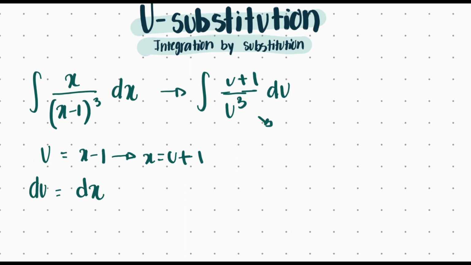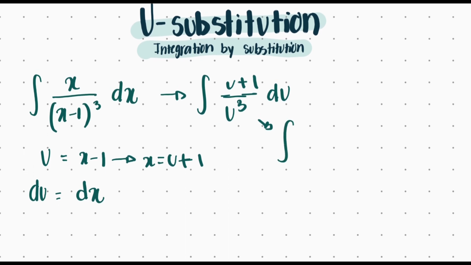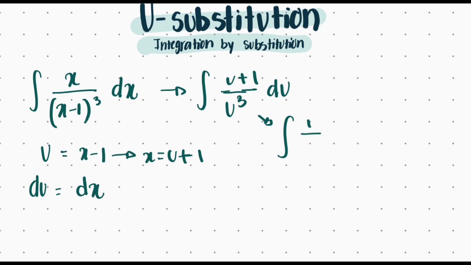So solving this, we could also rewrite this as the integration of 1 over u squared plus 1 over u cubed. I just grouped this and this together. And then du.